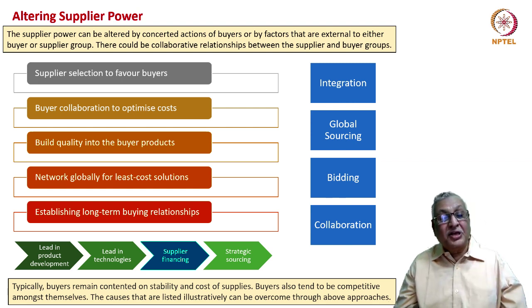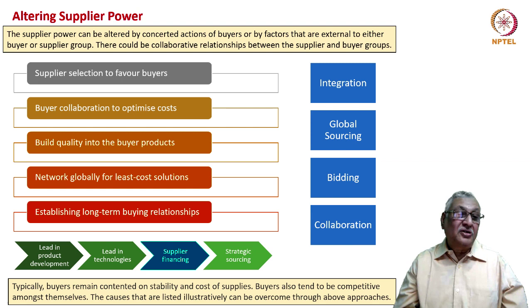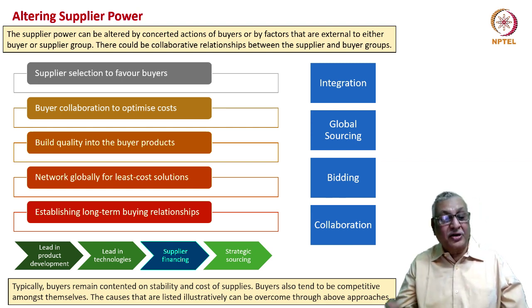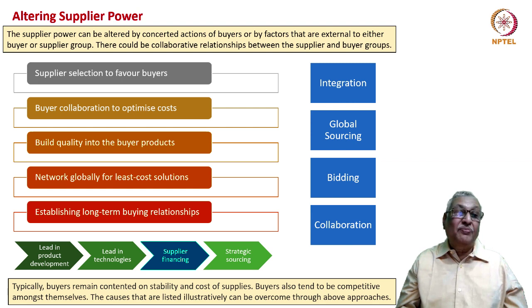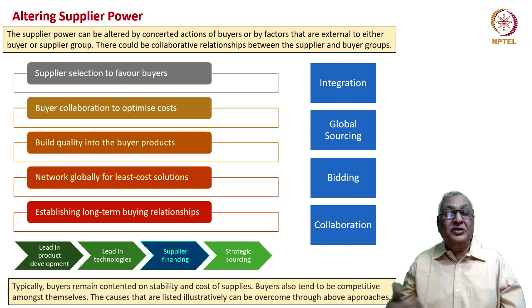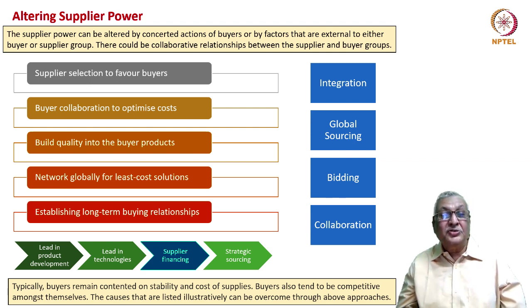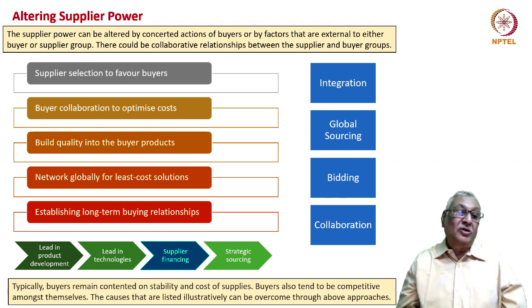On the other hand, if the supplier innovates in terms of product development of the new components, then the supplier would have higher power. Therefore, lead in product development, lead in technologies, supplier financing. If the suppliers are dependent on the buyers for financing, then the buyer power will be high. On the other hand, if suppliers are self-sufficient and they are able to get their own financing, their capability will be much higher, and strategic sourcing policies adopted would also influence the supply power.